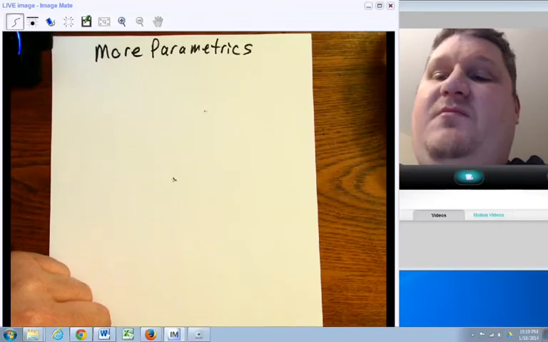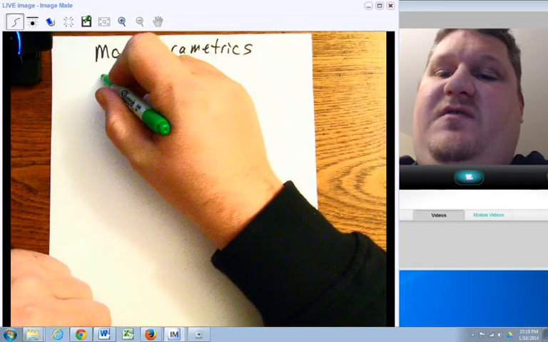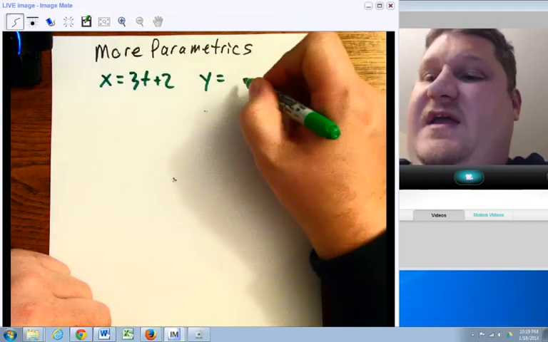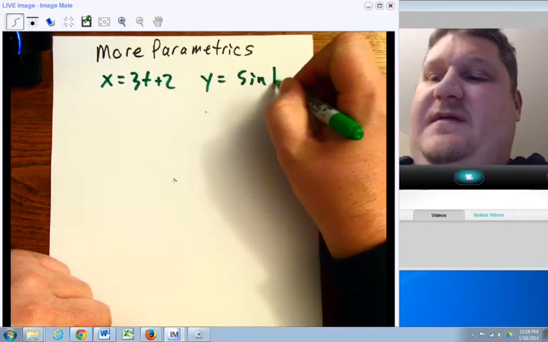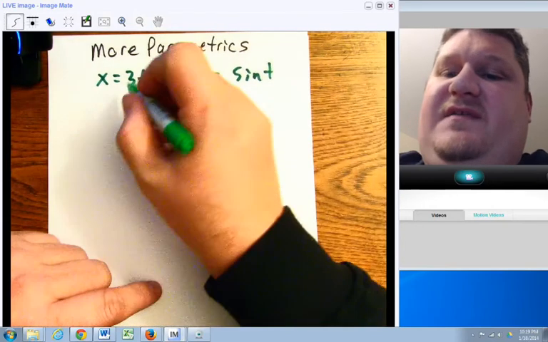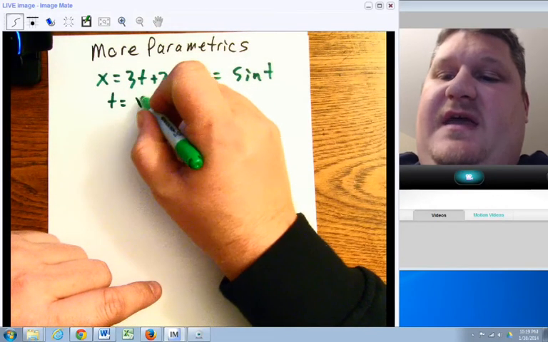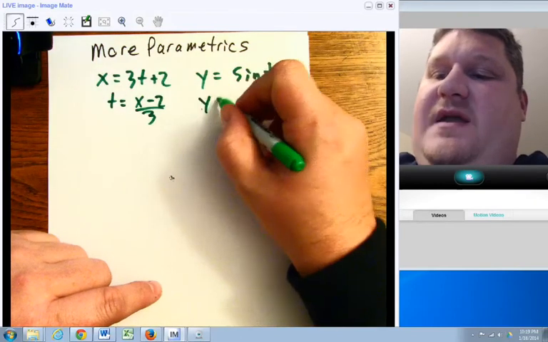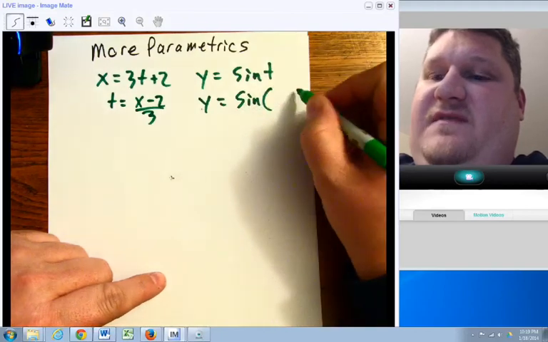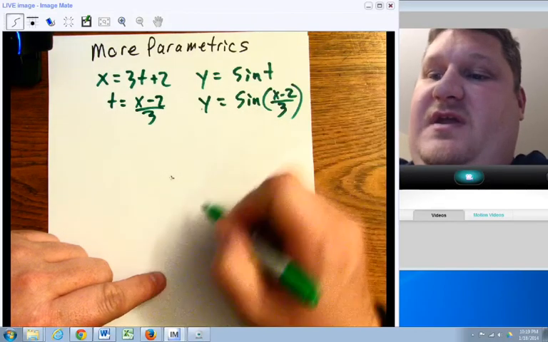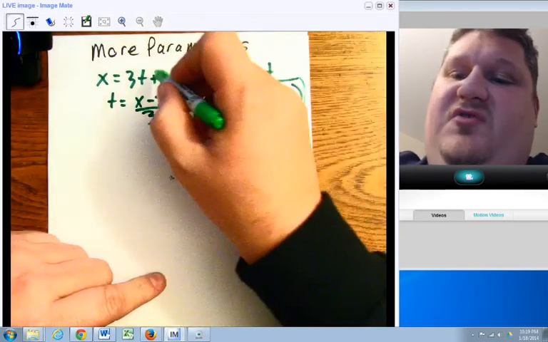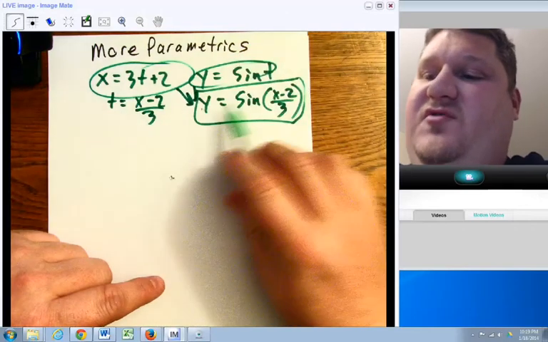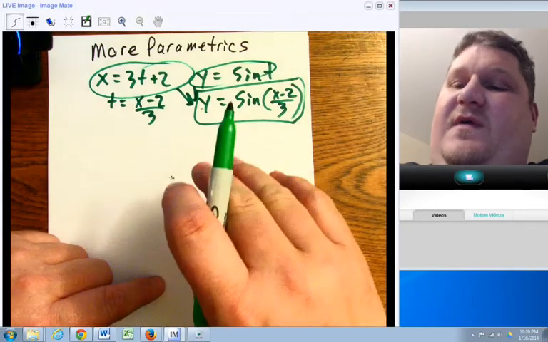Okay, here we go, more parametrics. Just a quick review. If I have x equals 3t plus 2, and I have y equals, say, sine of t, we can put those two together by simply solving. T equals x minus 2 all over 3 by solving for t. Y equals sine of parenthesis x minus 2 all over 3. And so now we went from having two equations with t as the parameter to one equation, y in terms of x. Now, we can also go back the other way.